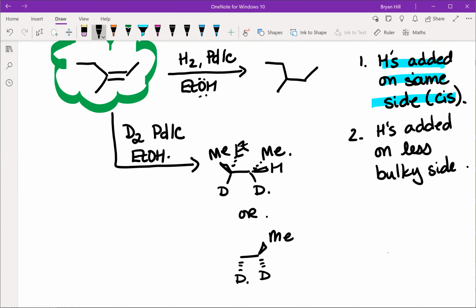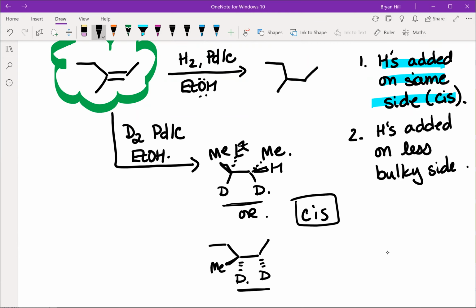Oh, that's bad. That's not what I want. Something like that. So the 2 deuteriums are on this, are cis to each other.